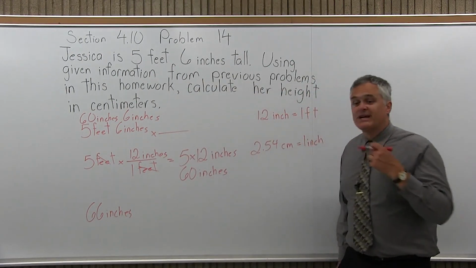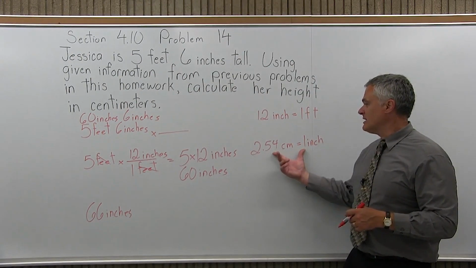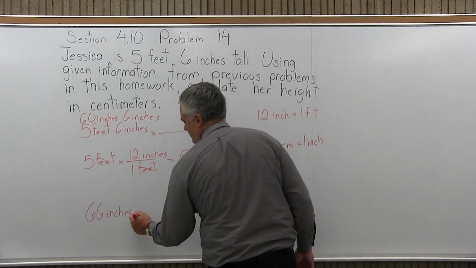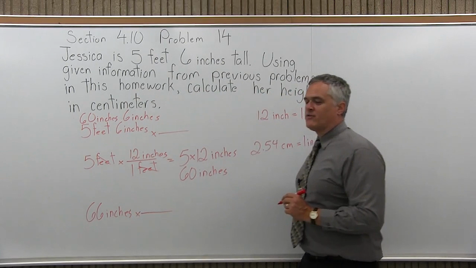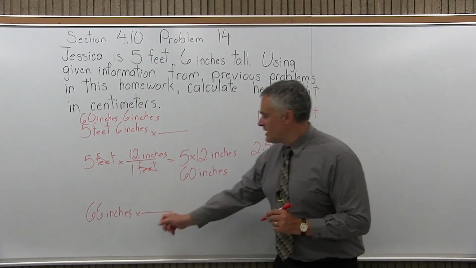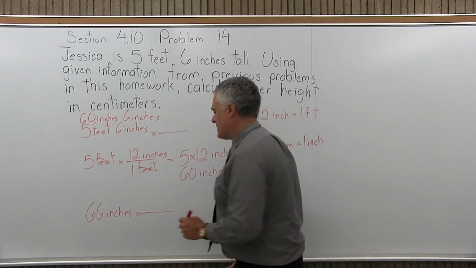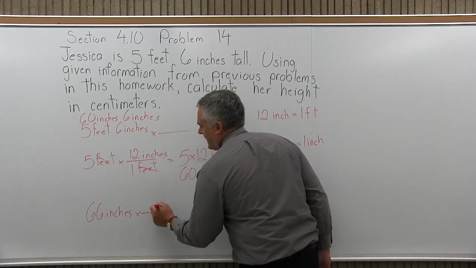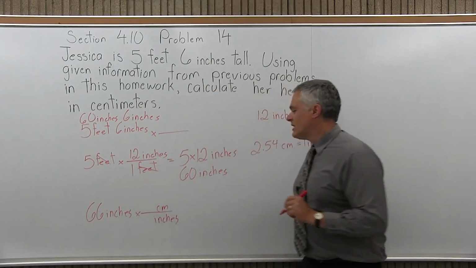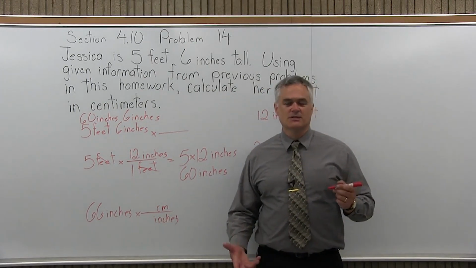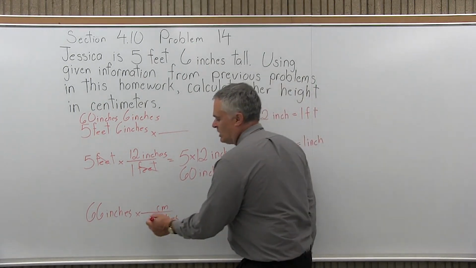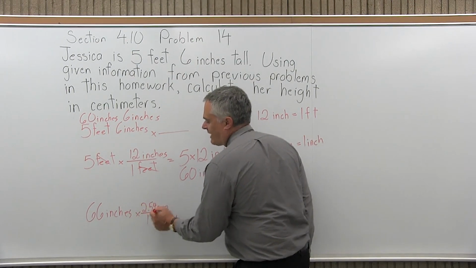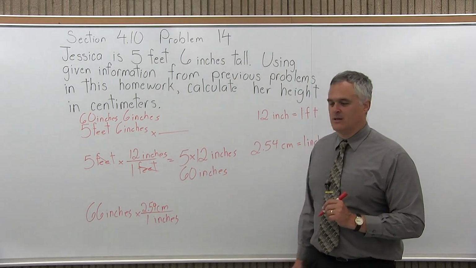Now I want to convert that to centimeters, but again, in problem 13, I have a conversion ratio to go from centimeters to inches, or vice versa. So that's going to get multiplied by a fraction. What goes in the denominator should be what I need to cancel my units of measure. So I should have inches in the denominator and centimeters in the numerator. And I just abbreviate the centimeters. CM is the standard abbreviation for centimeters. So to make those equivalent, 1 inch is the same as 2.54 centimeters.